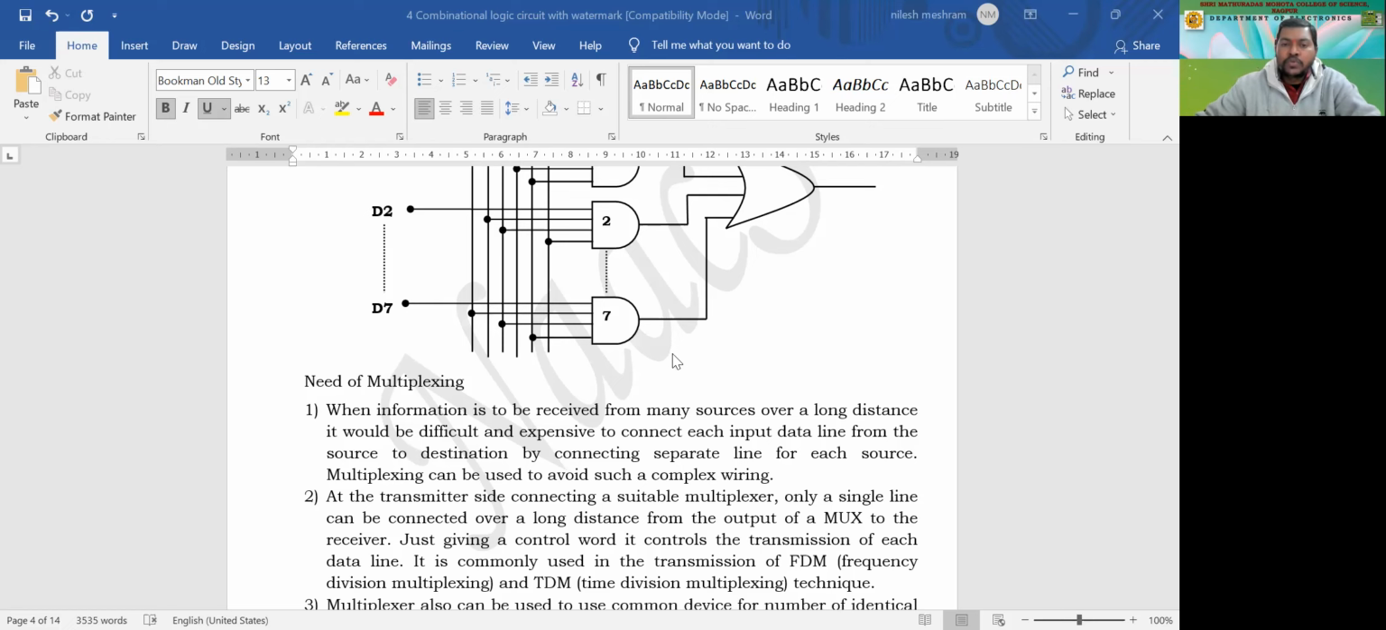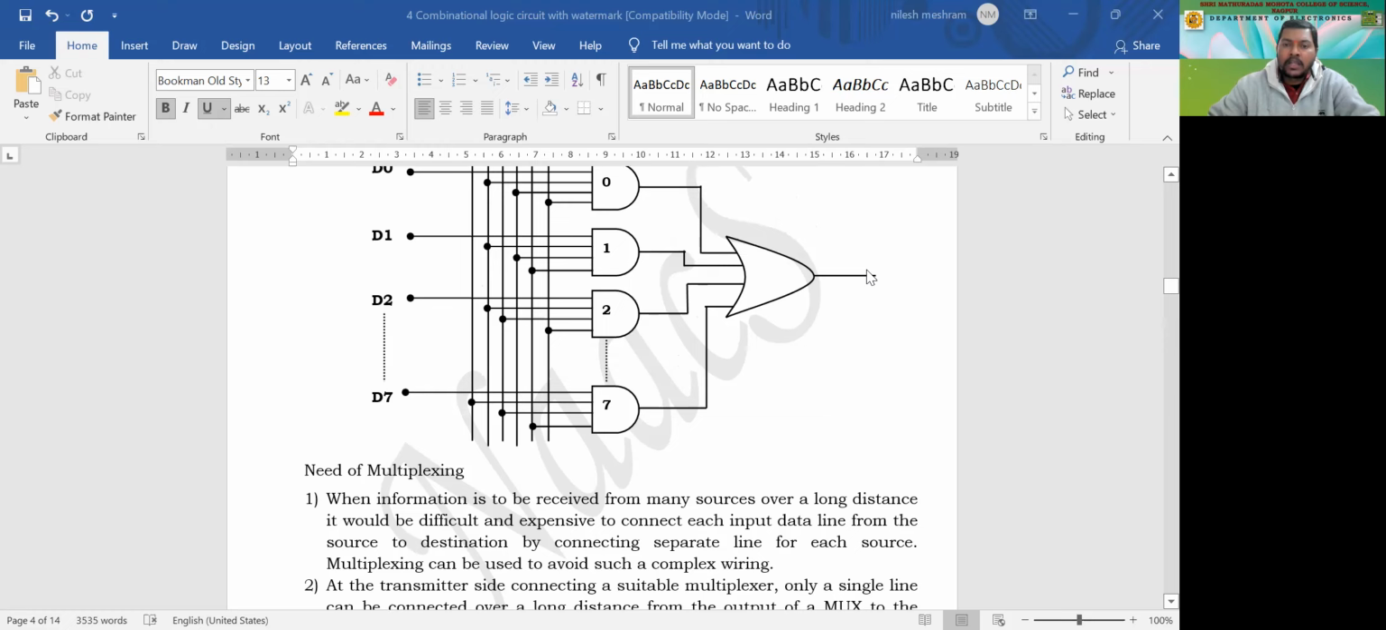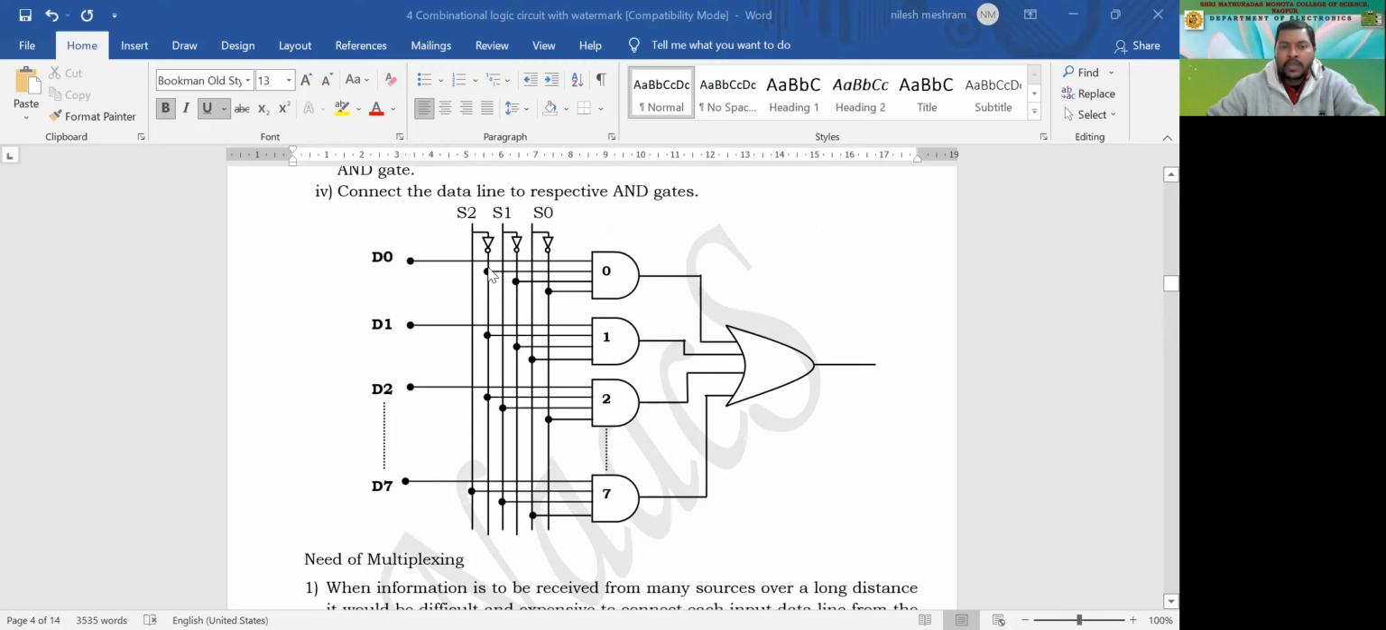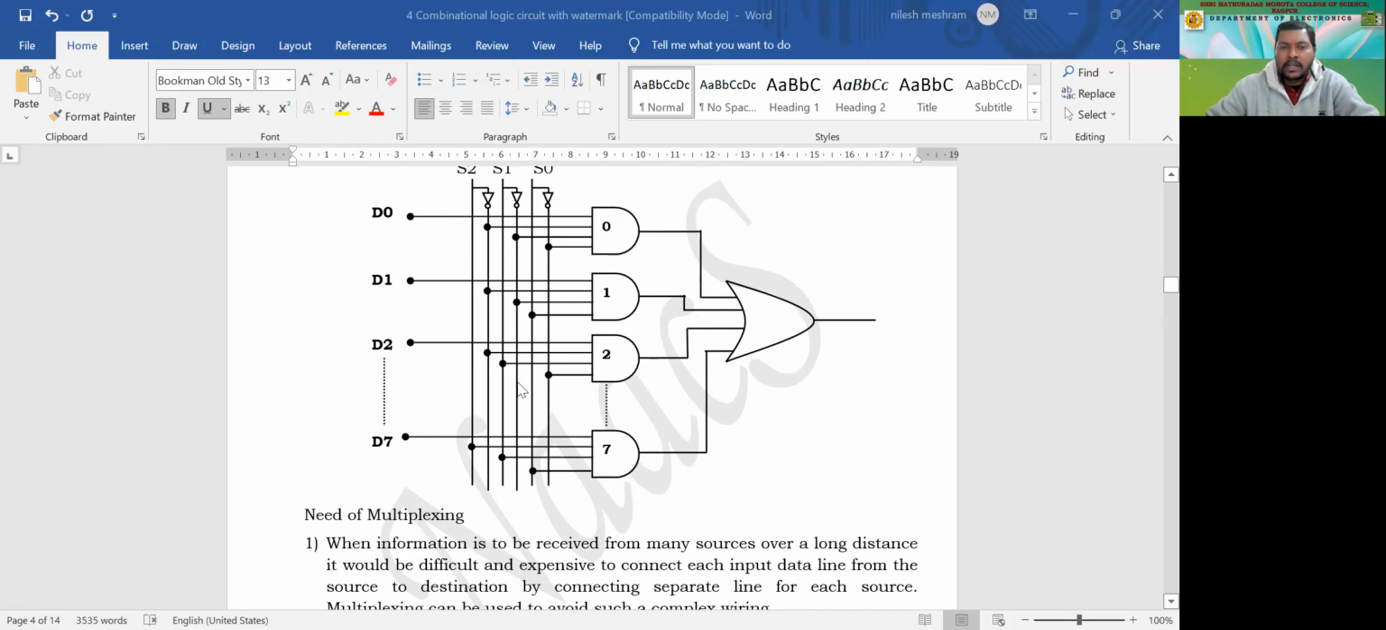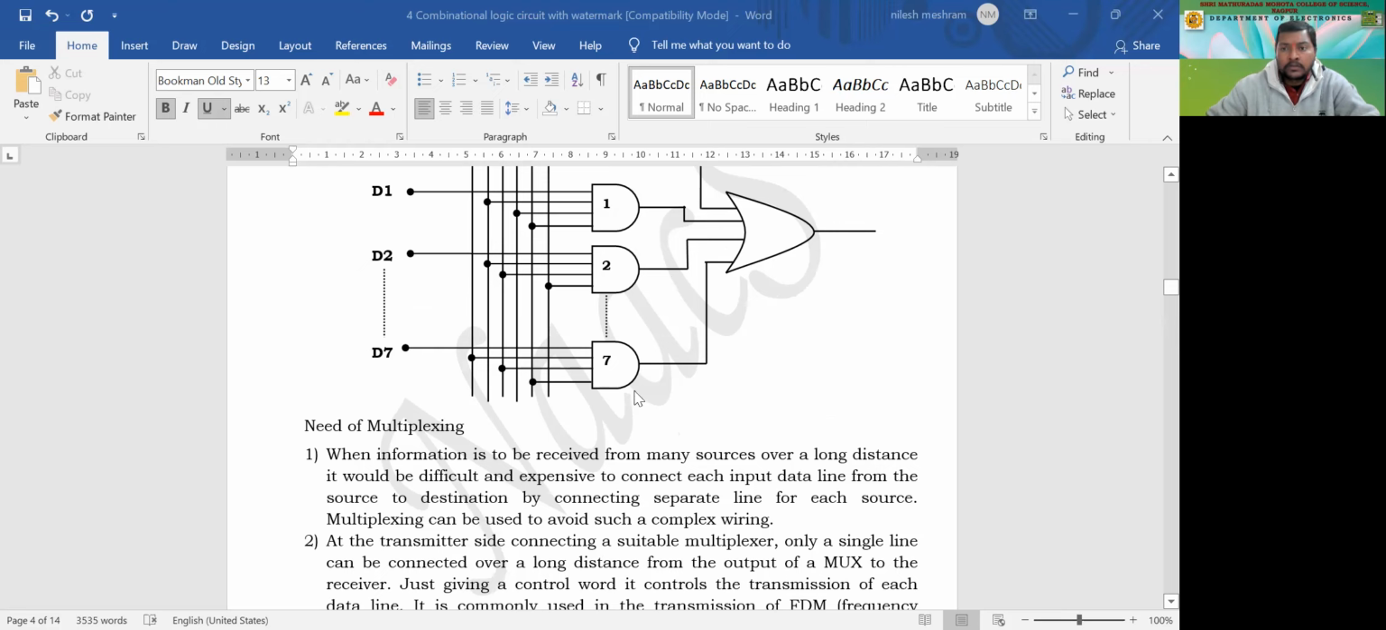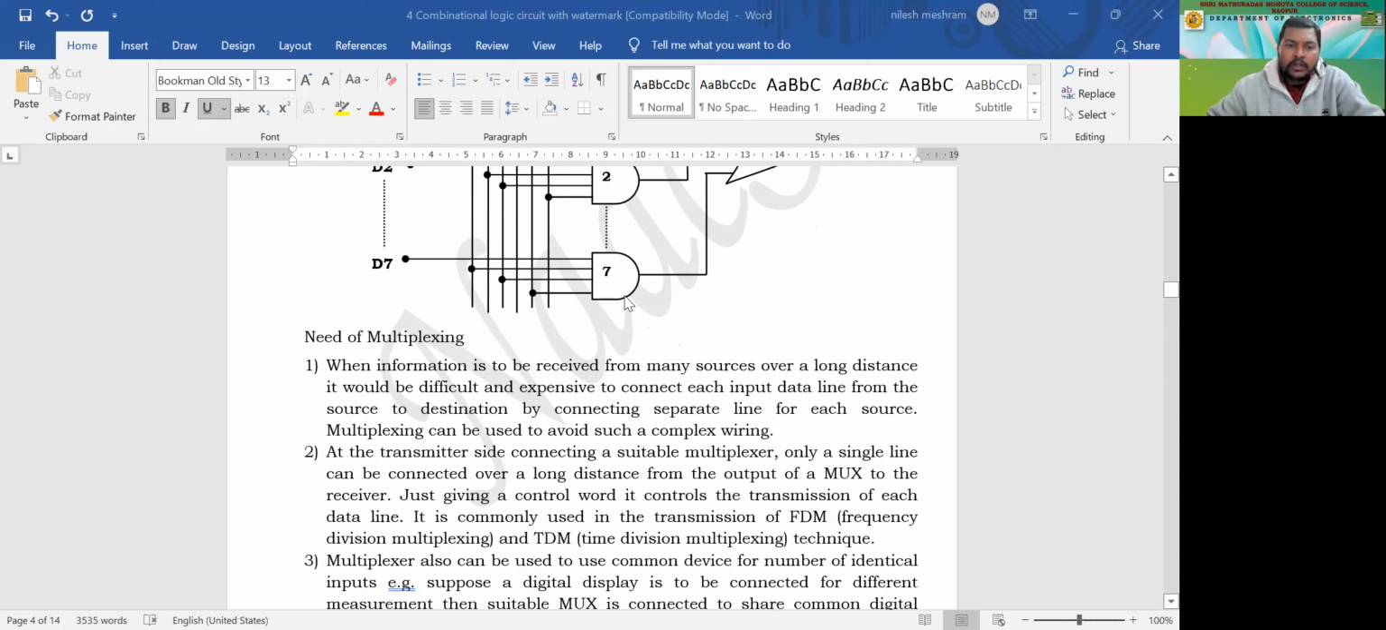So instead of using that, we can use a single line, and the data can be transferred bit by bit. We can select accordingly, and we can send the data as per the requirement. So this is very useful. The other option is an expensive one, so we generally use this multiplexer circuit. This is one need, or one application, of multiplexer.